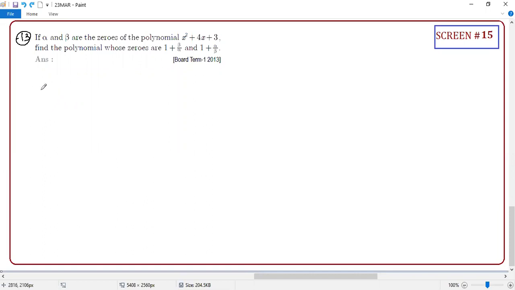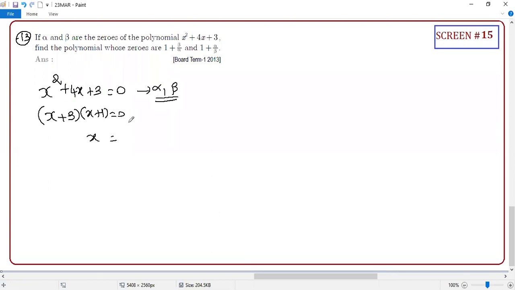Don't worry. Okay. So guys, x square plus 4x plus 3. What is method 1? Finding alpha and beta. Factorization, yes, factorization. What are the two numbers? x plus 3, x plus 1. So x equal to what? Minus 3, minus 1. So this is alpha and this is beta.